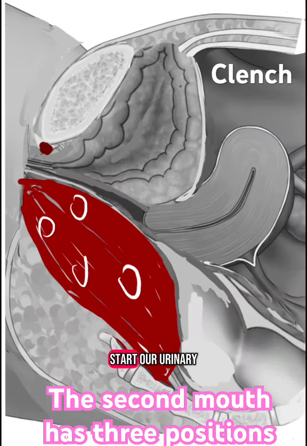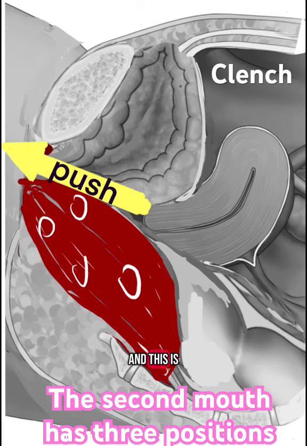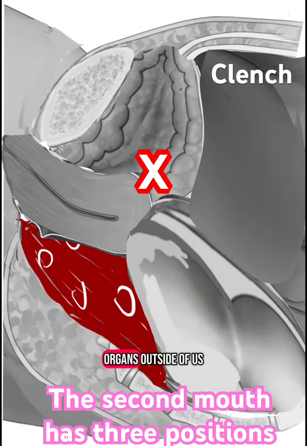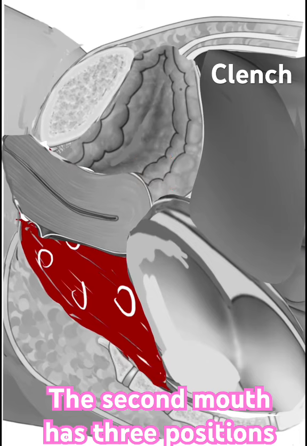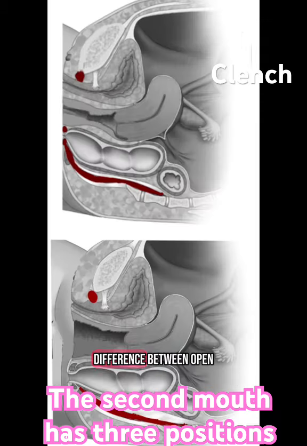Many of us start our urinary stream by clenching, tightening, pushing to get things out. And this is called dysfunctional evacuation. It puts a lot of pressure on the opening, and it can even drop our organs outside of us, especially after a vaginal delivery. So, now that you know the difference between open and closed, the next thing to do is learn how to make the movement.